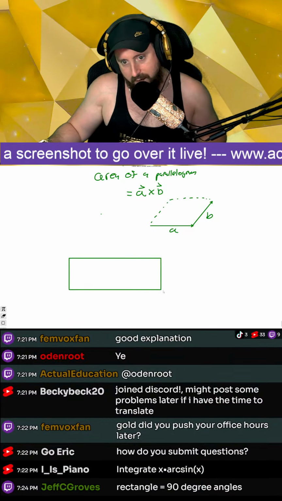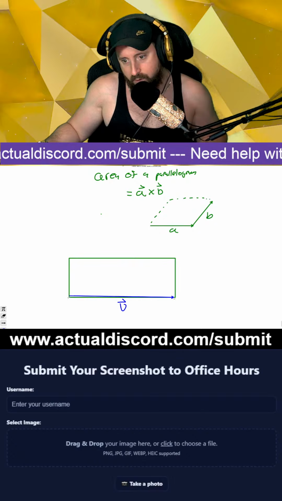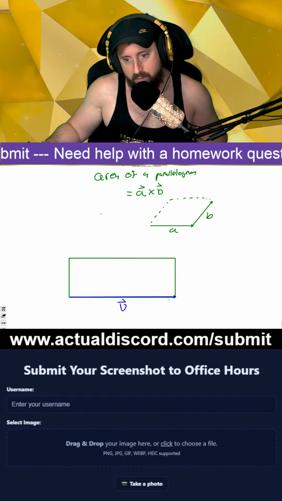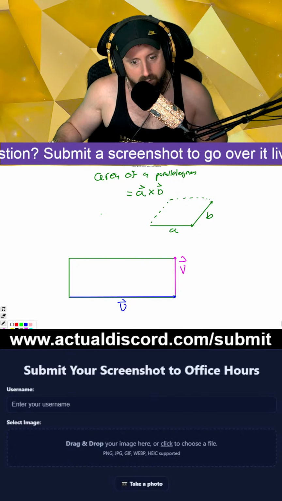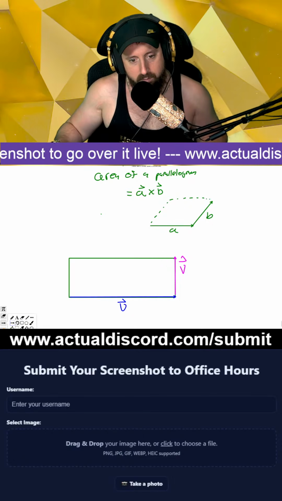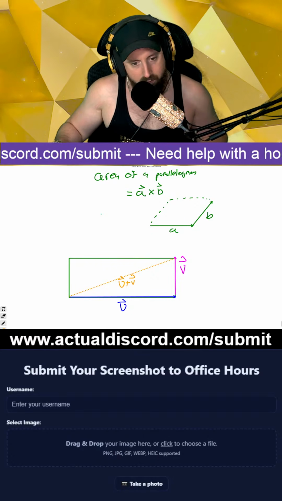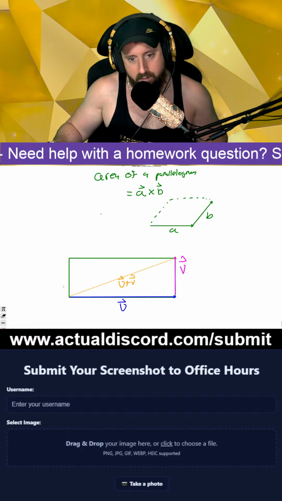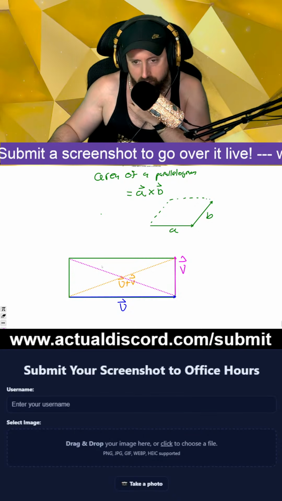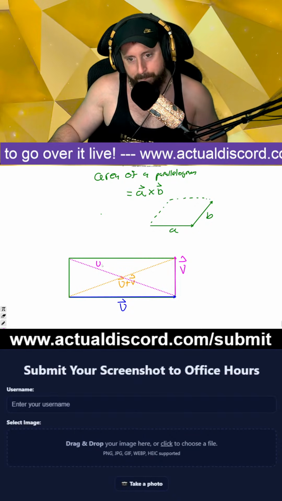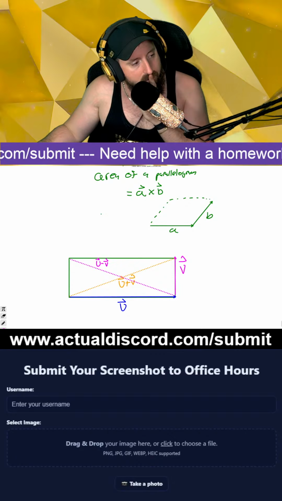So if you had a rectangle, okay, and then sure, let's call this vector u. Let's say vector u goes this way. And then let's say that vector v goes this way. Okay. Then this diagonal is equal to u plus v. And then this diagonal here is equal to u minus v, right? You're welcome, Becky. U minus v, right? Okay.